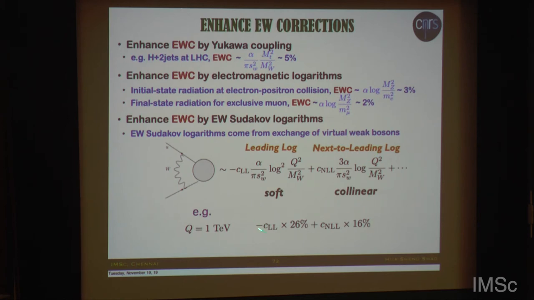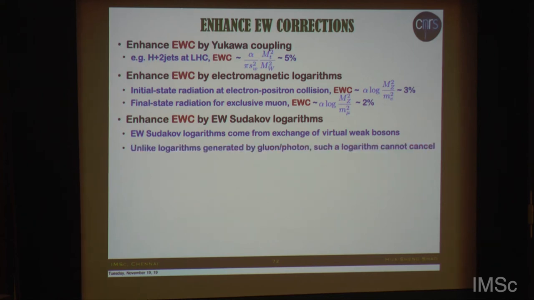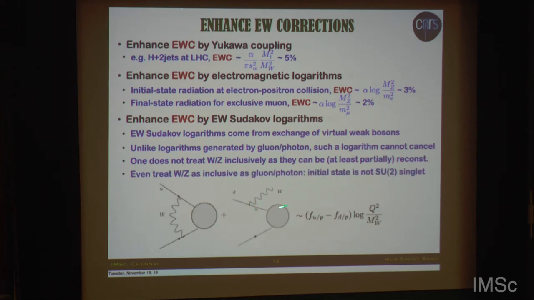So you see that if you go to the tails, the electroweak corrections can be enhanced. The important thing to see is the negative sign here. So electroweak corrections in the tails are usually negative. Unlike a logarithm generated by virtual photons, such a log cannot be canceled exactly, but can be canceled partially. One thing is you can also include real emissions of W and Z, and then they can be at least partially canceled, but if you include them, you are left over with some kind of single log.